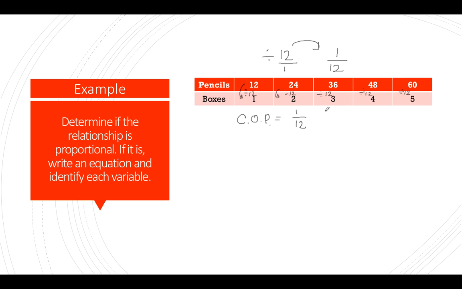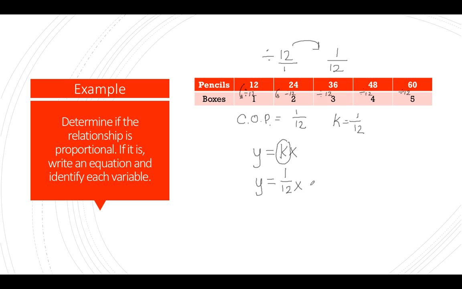Now yesterday in class we talked about how instead of writing constant of proportionality, we can represent it with the variable K. And we can say that K equals 1/12. Now to write an equation, your equation should always be in the form of y equals K times x. But instead of writing K, we're going to replace it with the constant of proportionality. So my equation will be y equals 1/12 times x.